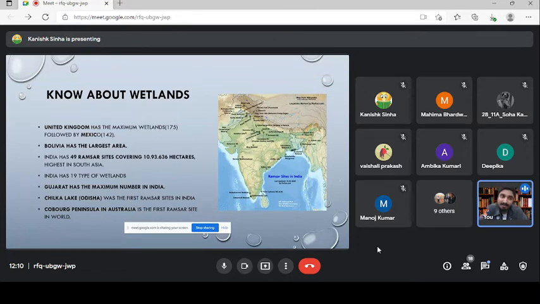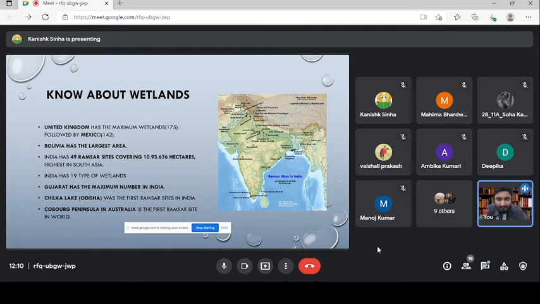Moving to what all we have to know about wetlands, that is very important. The first and foremost thing, guys, is that the United Kingdom has the maximum number of wetlands, that is 175, followed by Mexico, that is 142. So you must be thinking that definitely only 5 questions will be asked from Ramsar sites, so what is the point of remembering all this? While we deal with the questions in the next half an hour, you will understand why you have to remember every point mentioned in this slide.